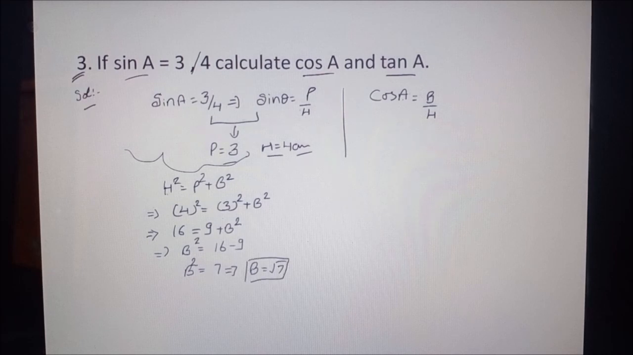Now for cos A, we know cos is equal to base upon hypotenuse. So value of base is under root 7 and value of hypotenuse is 4. So cos A is equal to under root 7 by 4.